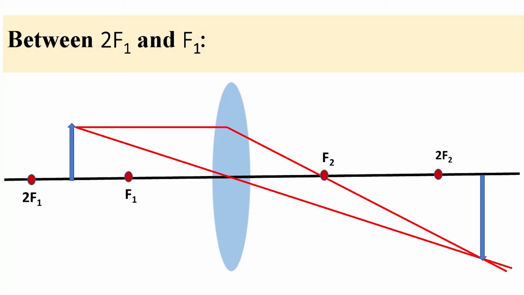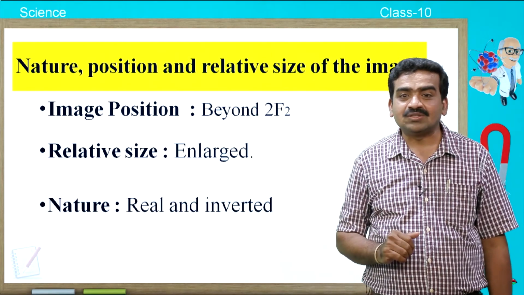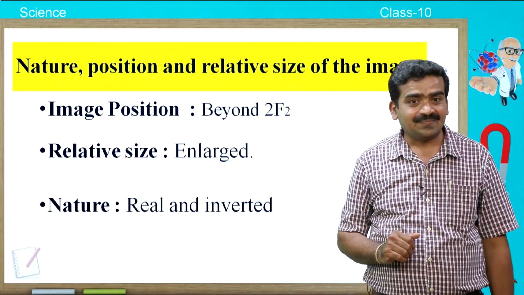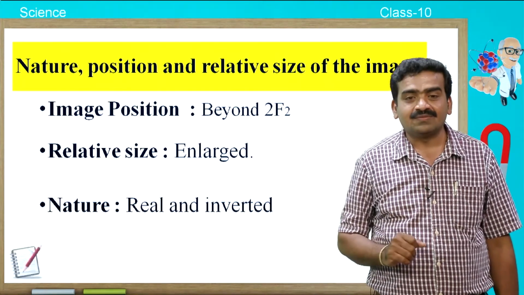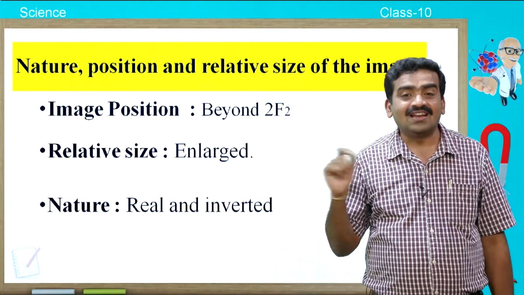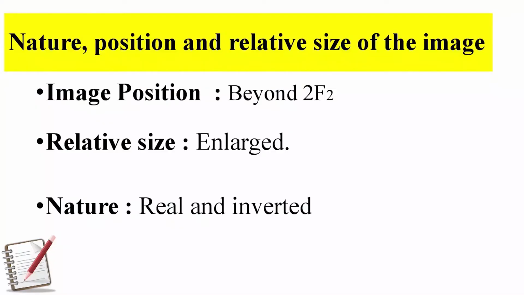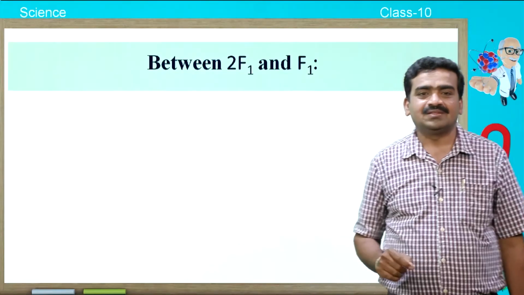Here the height of the image is appearing bigger than the height of the object. That means we can list the nature, position and relative size of the image like this. Image position is beyond 2f2, and relative size is enlarged, in this case we are getting an enlarged image. Nature of the image is real and inverted. In all these cases we are getting a real and inverted image.